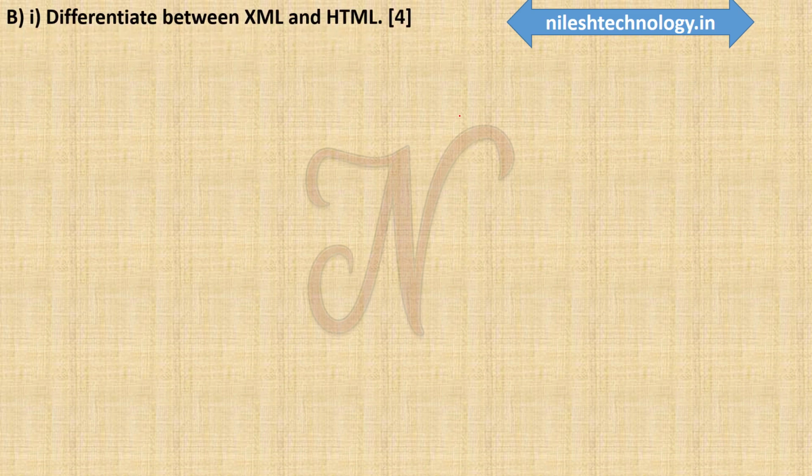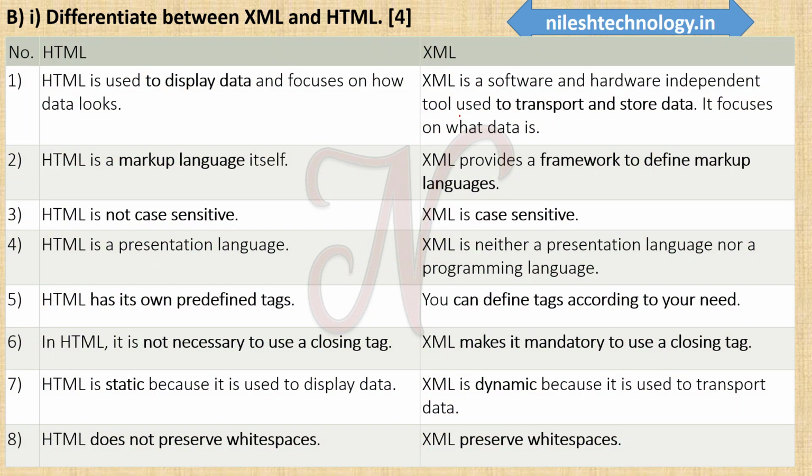Next one is the B question. In B, the first question is: differentiate between XML and HTML, a 4 mark question. So explain any 4. Okay, so HTML is used to display data and XML is used to transport and store data. XML is a markup language itself and it is defined as a framework to define markup languages. HTML is not case sensitive, XML is case sensitive. Then HTML is a presentation language.